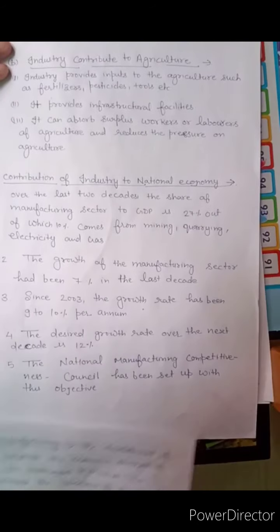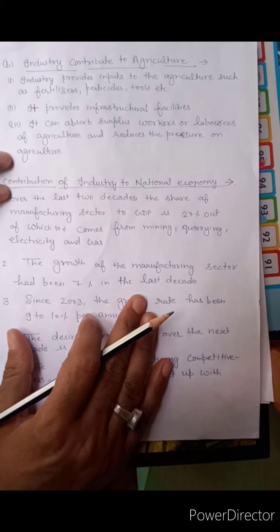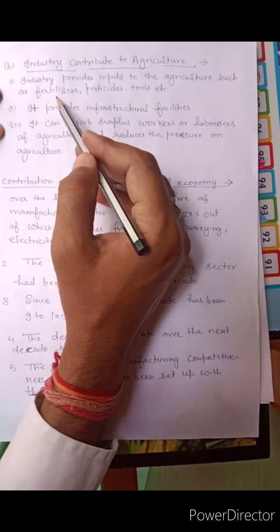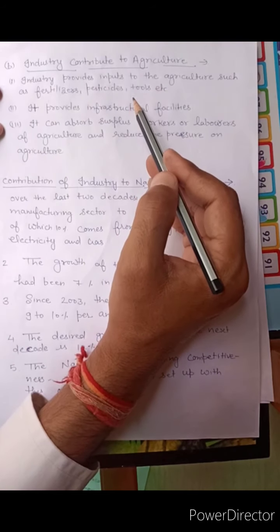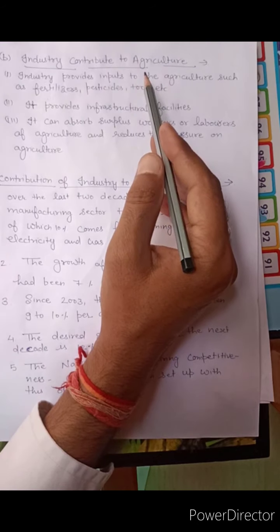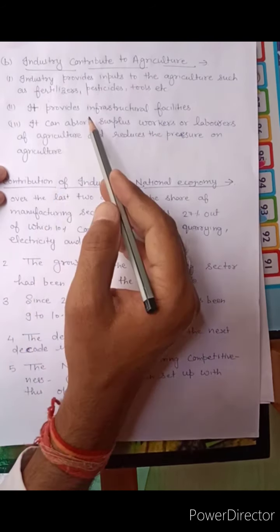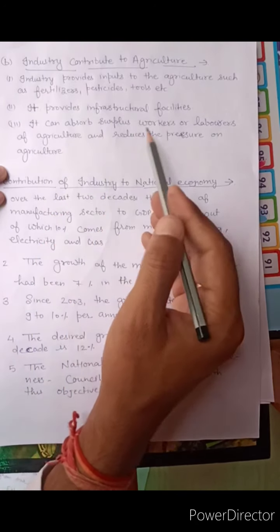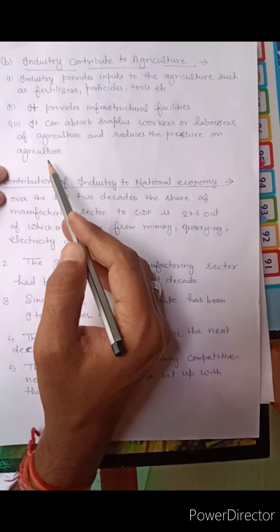Next one is, what is the contribution of industry to agriculture? Industry provides inputs to agriculture such as fertilizer, pesticide, tools, etc. And these things increase the production of our agriculture as well as modernize agriculture. It provides infrastructural facilities and it can absorb surplus workers or laborers of agriculture and reduces the pressure on agriculture.